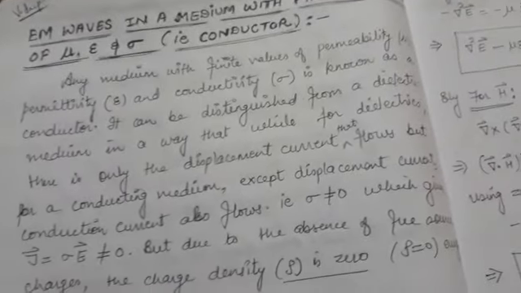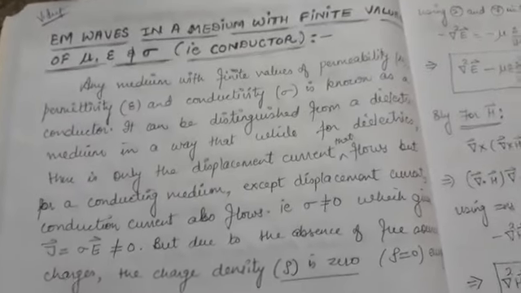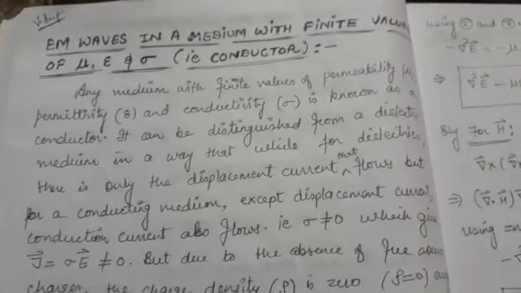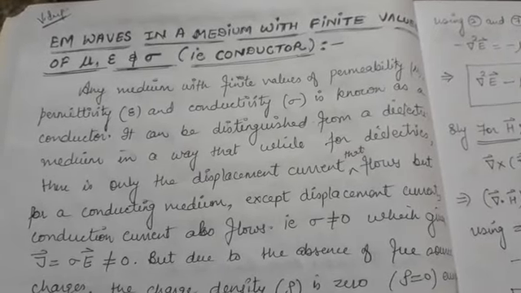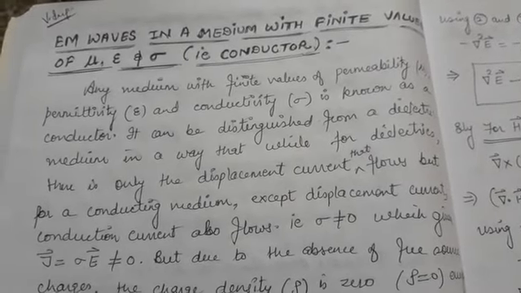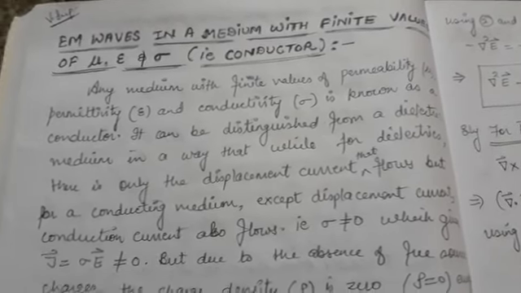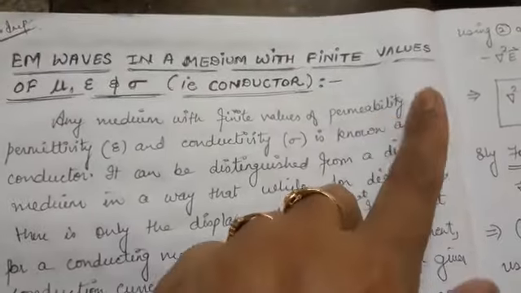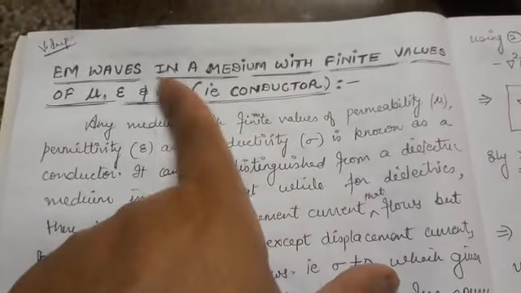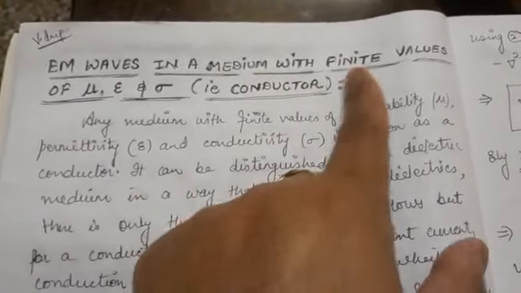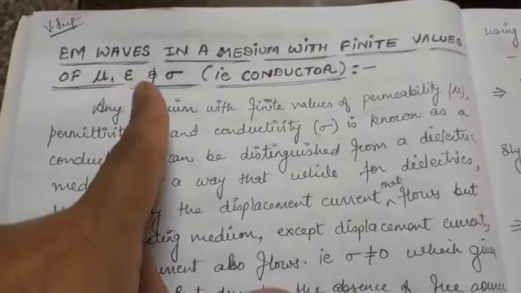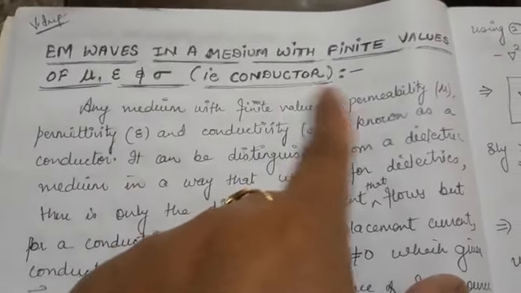Good morning, dear students. So far in this chapter, we have discussed the behavior of electromagnetic waves in a dielectric medium with finite mu and epsilon but sigma equal to 0. Now in my current video, I am going to discuss the behavior of electromagnetic waves in a medium with finite values of mu, epsilon and sigma. That means it is a conductor.